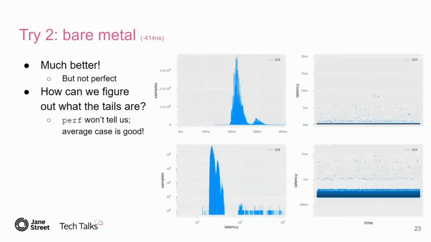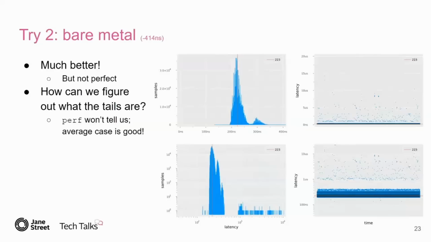How do we figure out what these tails are? You can hook up a sampling profiler like perf or vtune, but it won't really tell us what's going on here. It'll tell you, yeah, 99.5% of your time, you're spinning on a loop waiting for your pinger counterpart to respond. Excellent, 0 cache misses, perfect efficiency. But it's not really what we care about.